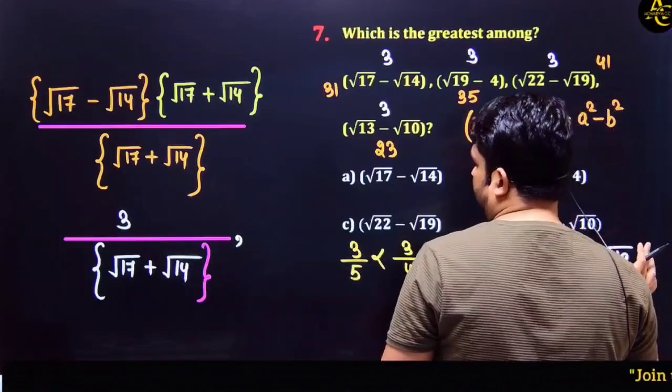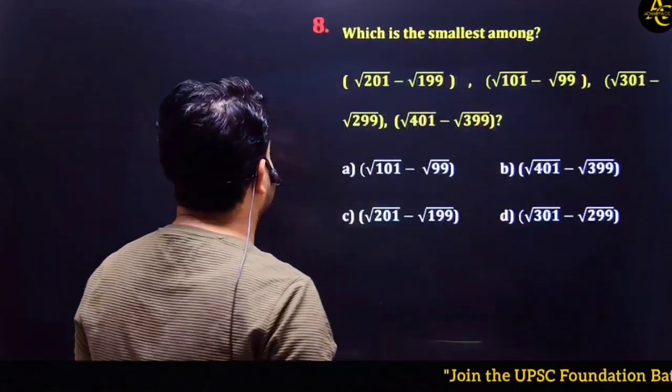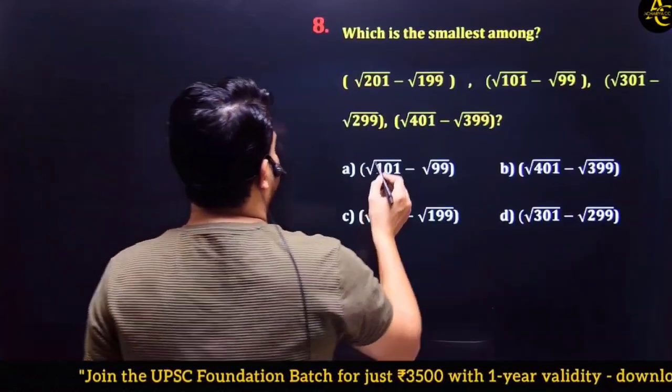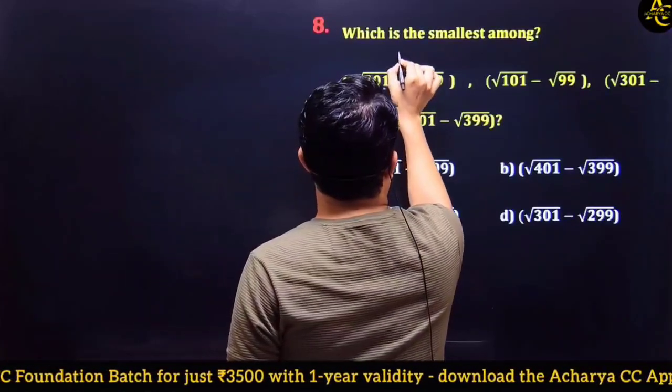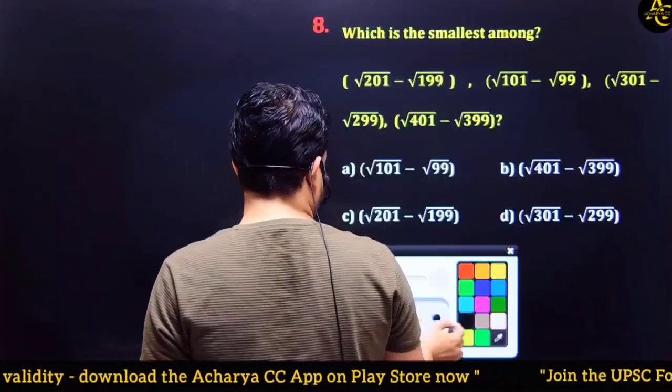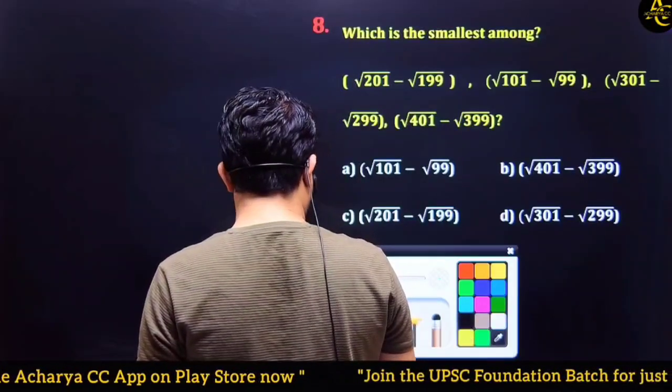I think you got the concept. Next, we have a question on the same pattern. See, here the difference is 2. The difference is 2 in each of the sets.